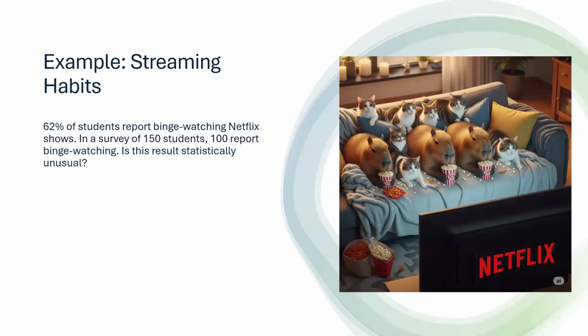Here's one for you to solve: streaming habits. Suppose 62% of students nationally binge watch Netflix. In a random sample of 150 students at your campus, 100 say they binge watch. That's about 66.67%. Is this unusual? Your steps: calculate the standard deviation of p-hat and the corresponding z-score, then make a judgment. Go ahead and pause the video here and try it, and then resume when you are ready.